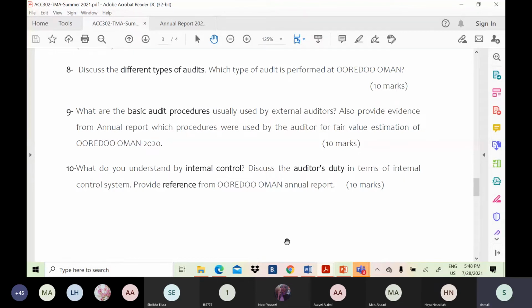Through your auditing you have to collect evidence, so you have to apply some procedures.